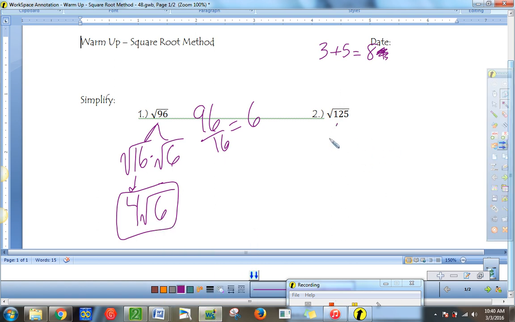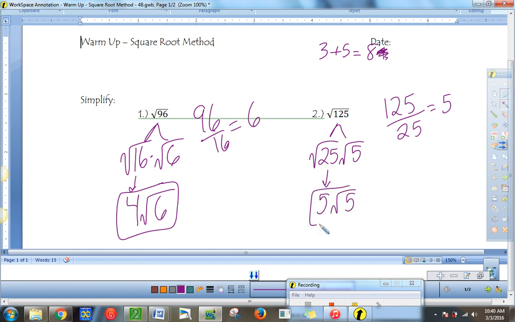What perfect square do you know definitely goes into 125? 25. And if I had 20, how many quarters are there in $1.25? 5 of them, right? So I got the square root of 25 times the square root of 5. The square root of 25 is 5, and the square root of 5. Does that work? So you're looking for those perfect squares.